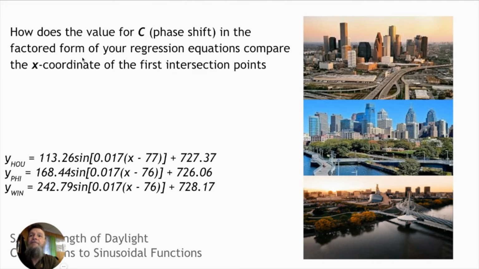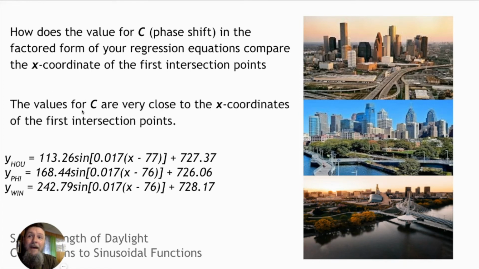All right, how does the value for C, the phase shift, in the factored form of your regression equations compare to the x-coordinate of the first intersection points? So the values for C are very close to the x-coordinates for the first intersection points, because that first intersection point would be where the equinox is. And that's where the daylight and nighttime are the same amount of time.